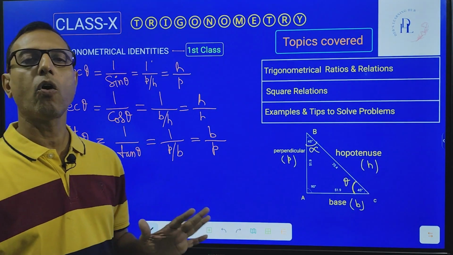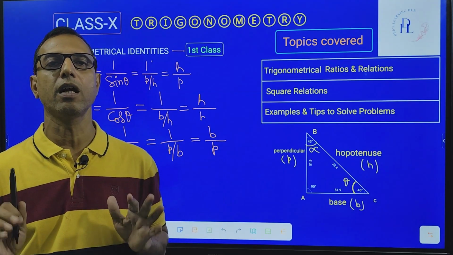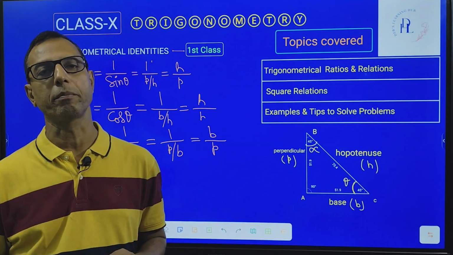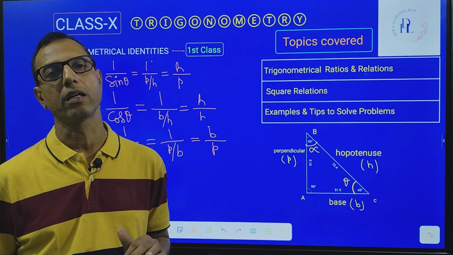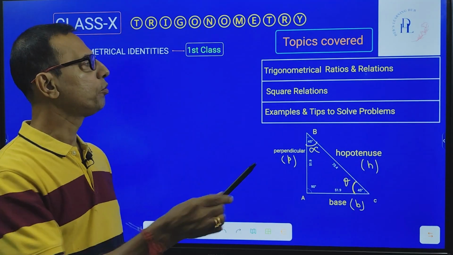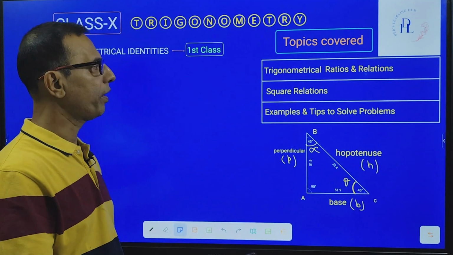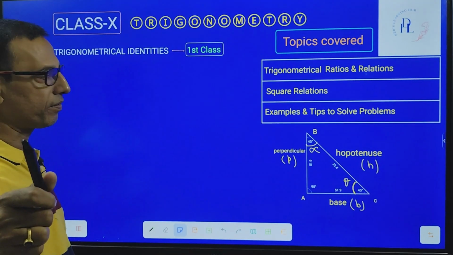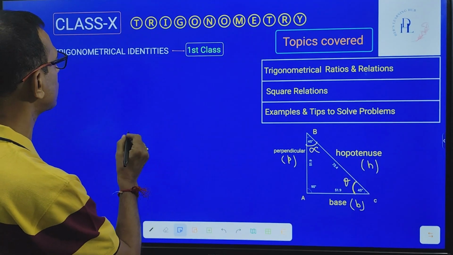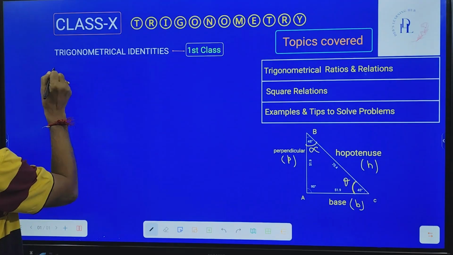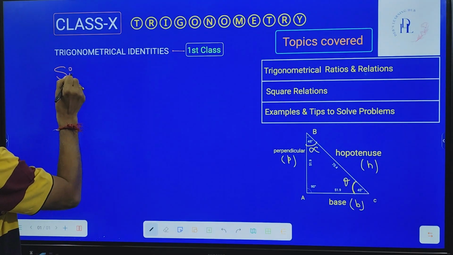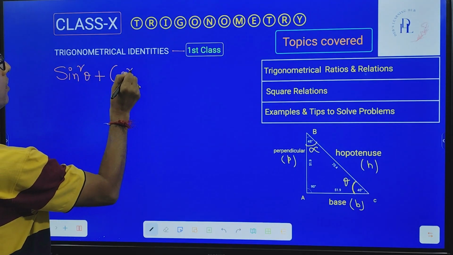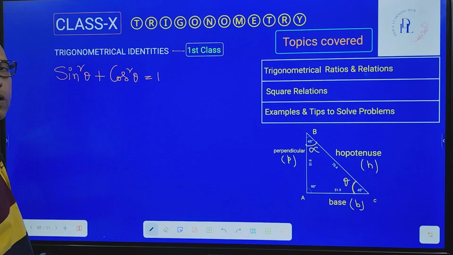So those are all the trigonometrical ratios: sin theta, cos theta, tan theta, cosec theta equals 1 by sin theta, sec theta equals 1 by cos theta, cot theta equals 1 by tan theta. Right? Now we will do the square relations. What are the square relations? Let me write it down here, and for each of the square relations, we will prove from this triangle. First square relation: sin square theta plus cos square theta equals 1.